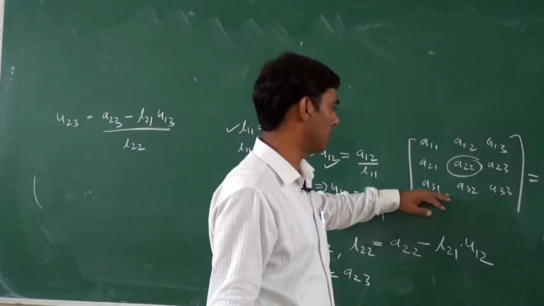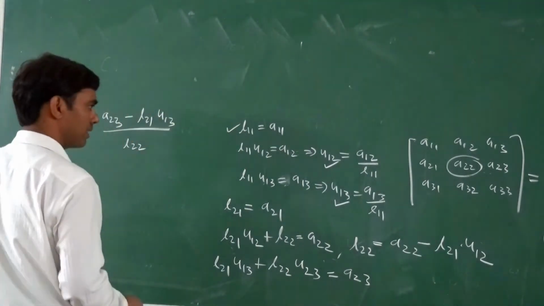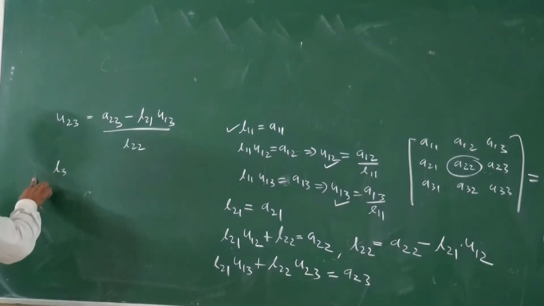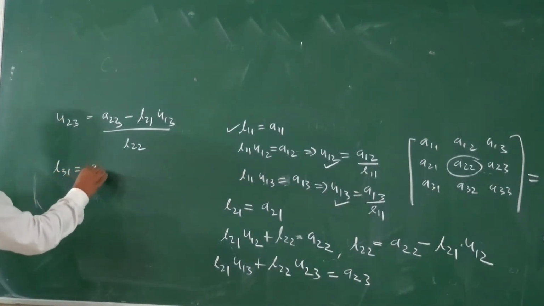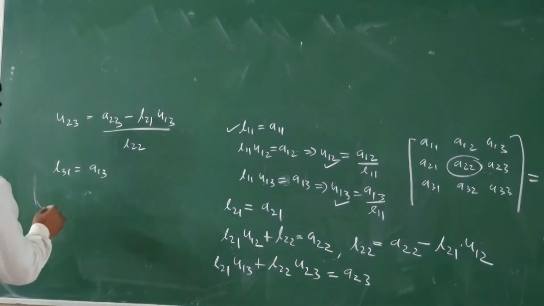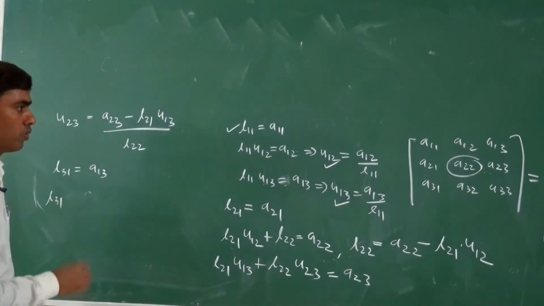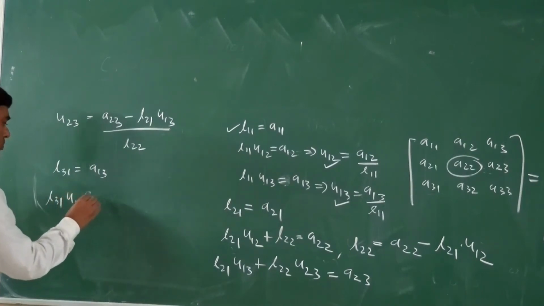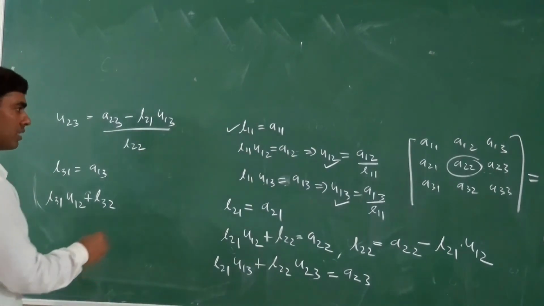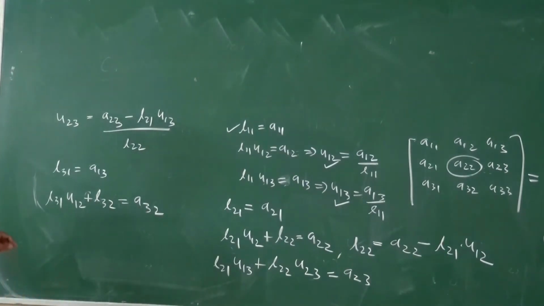Now, that was the second row of the product of the lower triangular matrix and the upper triangular matrix. If we compare the third row, then L31 is A31. If we compare the second element, L31 U12 plus L32 equals A32. So what is the unknown value?